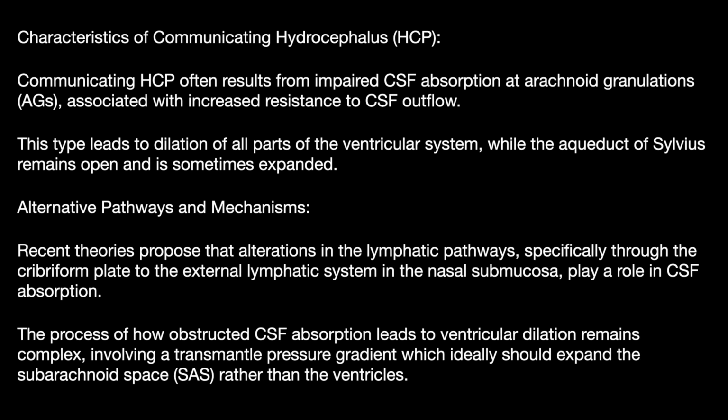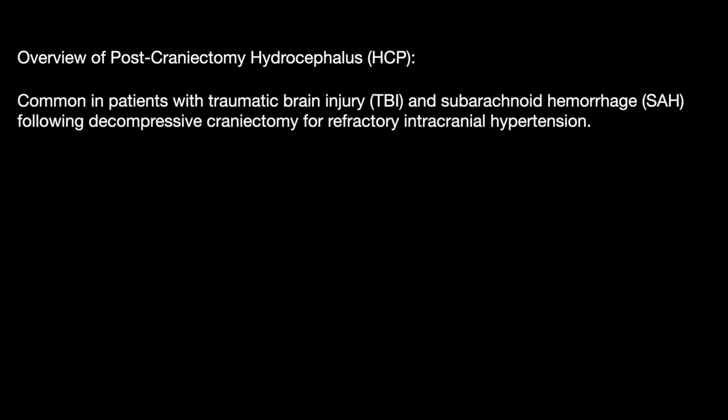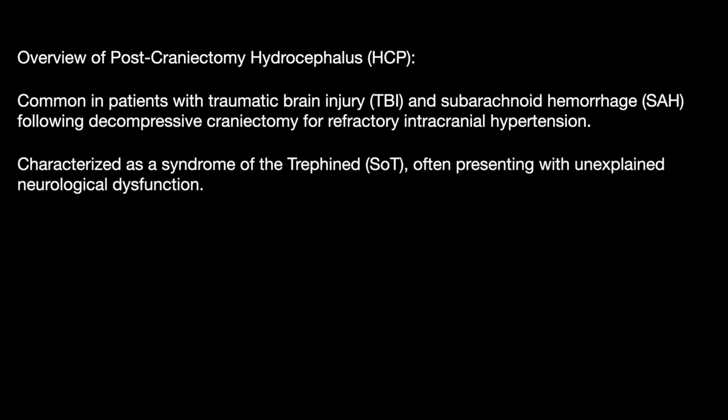And the process of how this obstruction leads to ventricular dilatation remains very complex, involving a transmantle pressure gradient which ideally should expand the subarachnoid space rather than the ventricles. The last and the most common cause is post-craniectomy, because nowadays a lot of craniectomies are being done, especially in the ICU setup. So these are the patients which you will most commonly encounter: post-traumatic brain injury and subarachnoid hemorrhage patients who have undergone a decompressive craniectomy.